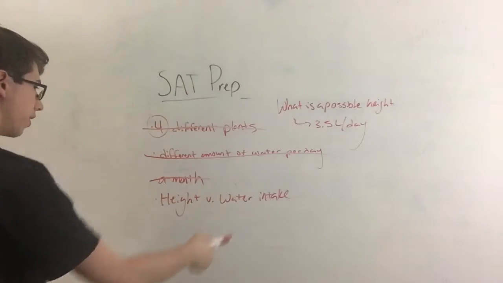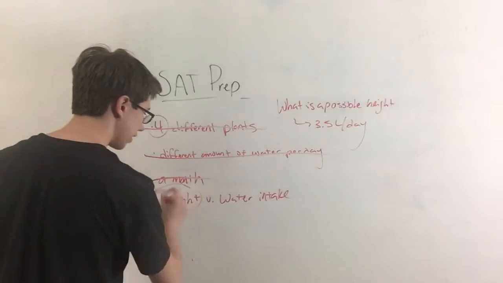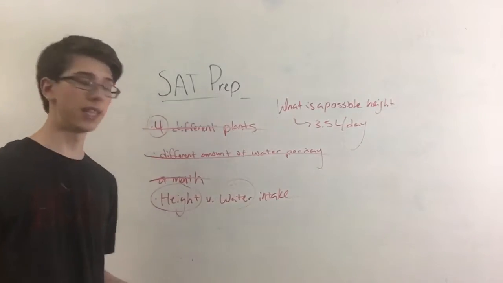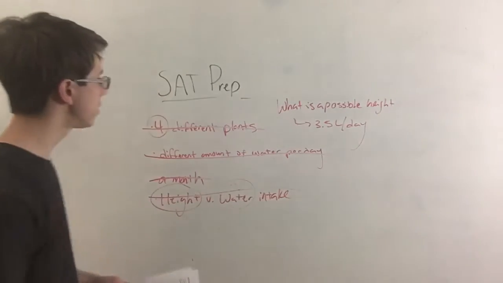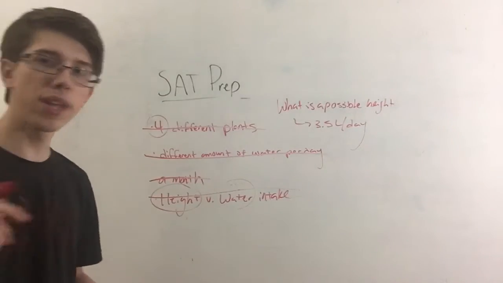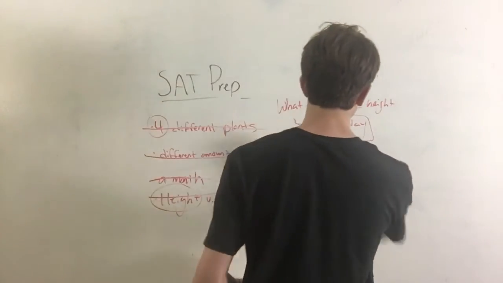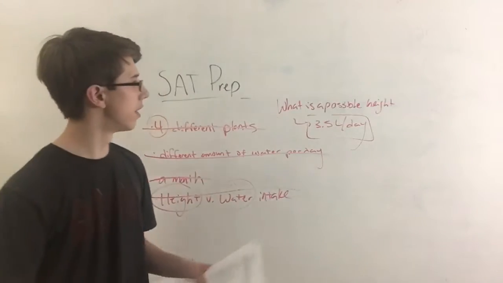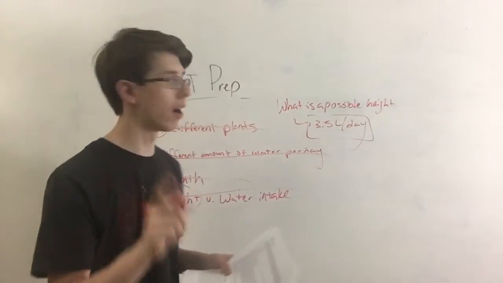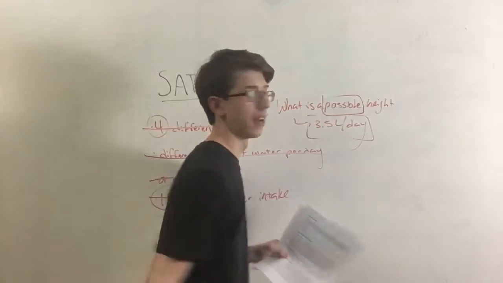And then height versus water intake. So we need to know that it's height versus water intake. Well, you can see that in the chart. So none of these keywords are actually important. The only keyword that is important is 3.5 liters per day, all right? And then the question, what is a possible height? Now, possible is also an important keyword.